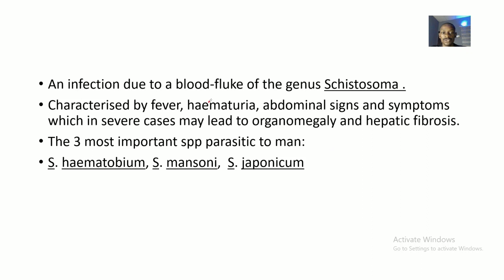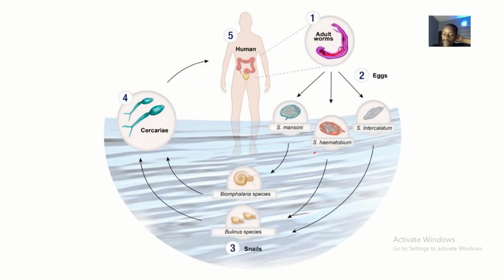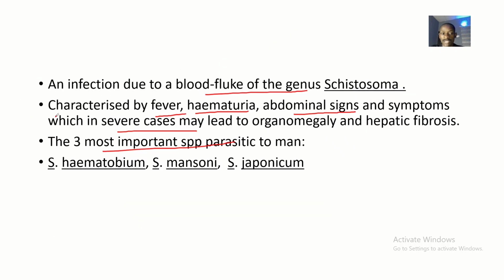So we said that an infection due to blood fluke of genus Schistosoma is characterized by fever, hematuria, abdominal signs and symptoms, in which severe cases may lead to organomegaly and hepatic fibrosis. Severe cases will lead to organomegaly and hepatic fibrosis. The most important species to man, like what I told you, the most common ones, are Schistosoma hematobium, Schistosoma mansoni, and Schistosoma japonicum. These are the most important species to man.